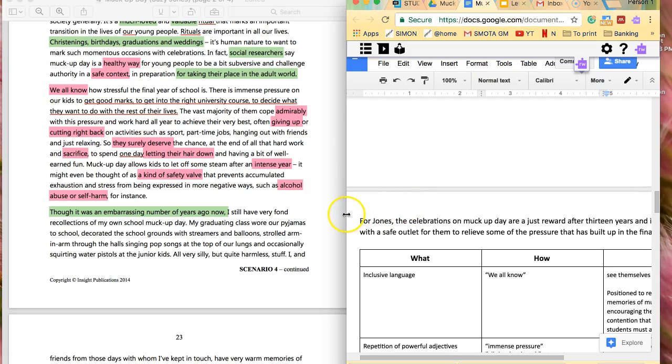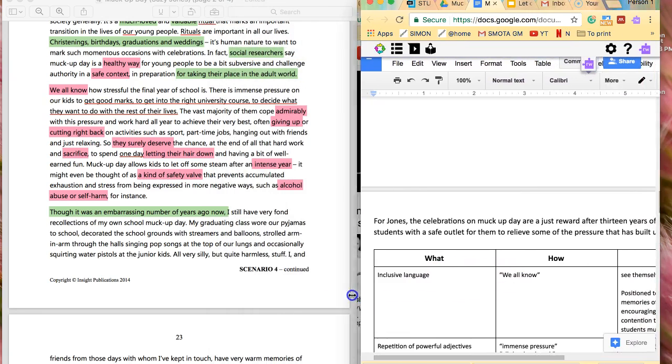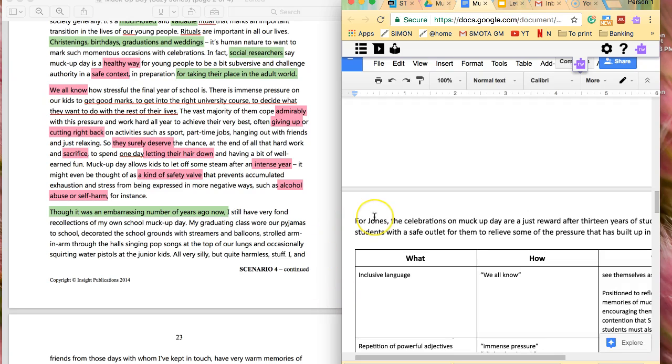All right, now the second argument we made, and that's what the pink highlighting and underlining is about, we said for Jones, the celebrations of Muck Up Day are a just reward, which means a fair reward, after 13 years of study. And it provides students with a safe outlet for them to relieve some of the pressure that has built up in the final year. Because remember, your final year is the biggest year, so it can be quite a stressful time. And that's why we have Muck Up Day, she's saying, to let them just get that out of their system.